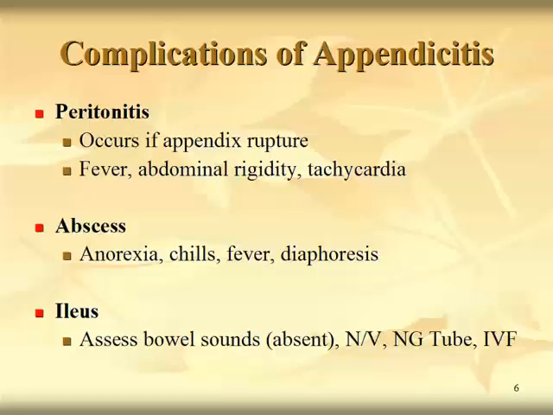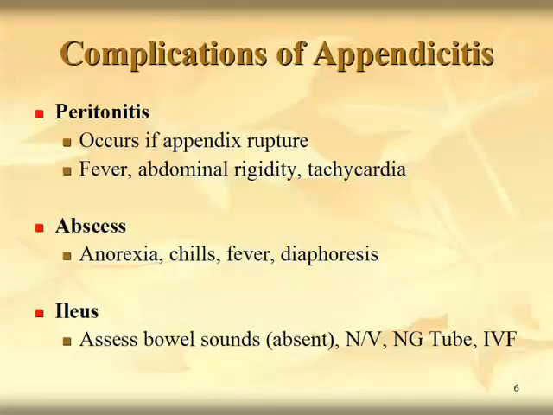Some complications, as we've already talked about, there's always that risk of peritonitis. That can occur if the appendix ruptures, and what it does is unfortunately spreads that whole infection throughout the abdominal cavity. So those patients will get high fevers, their abdomens will be very rigid, they'll have tachycardia, they may even look shocky where their blood pressure may go down, and it can be a very serious type of a thing depending on how long the patient has actually had the peritonitis.